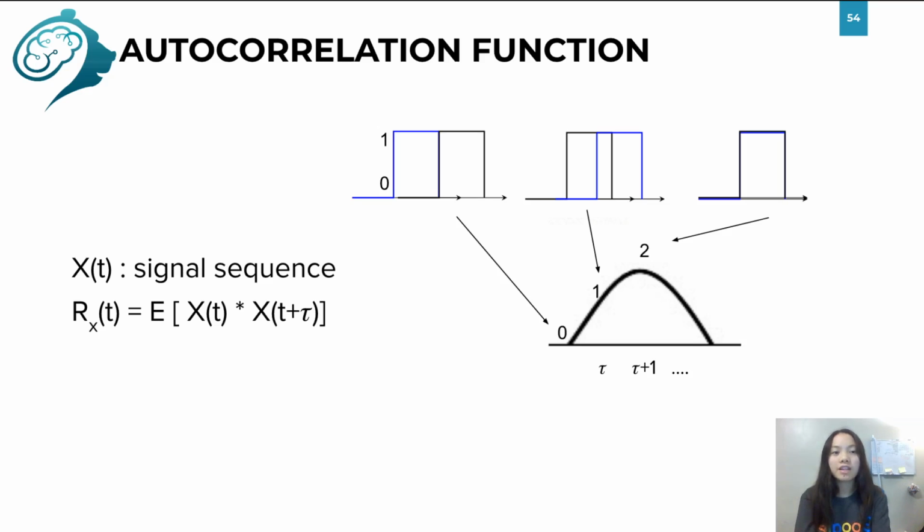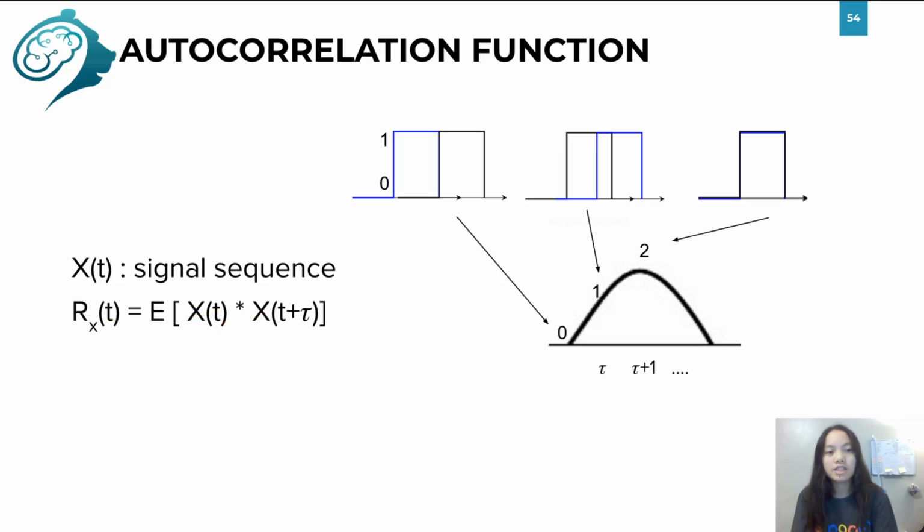So before we define the power spectral density, we need to know what the autocorrelation function is. For the autocorrelation function of our real and stationary signal, let's say we have x of t, which is the sequence or the data of an electrode. So x of t is the signal sequence. The autocorrelation function is defined as the expected value of the multiplication of x of t and the same signal, but moving forward through time by tau steps.